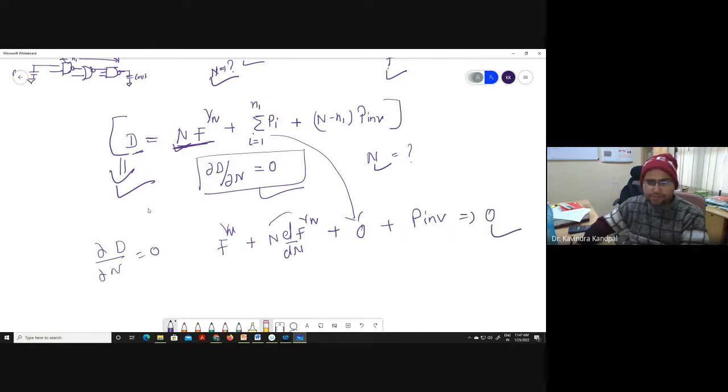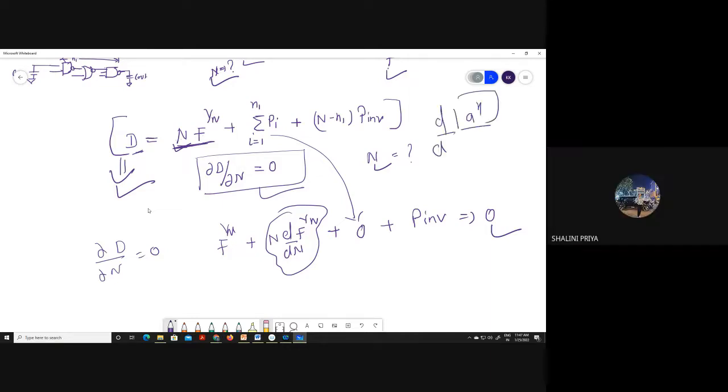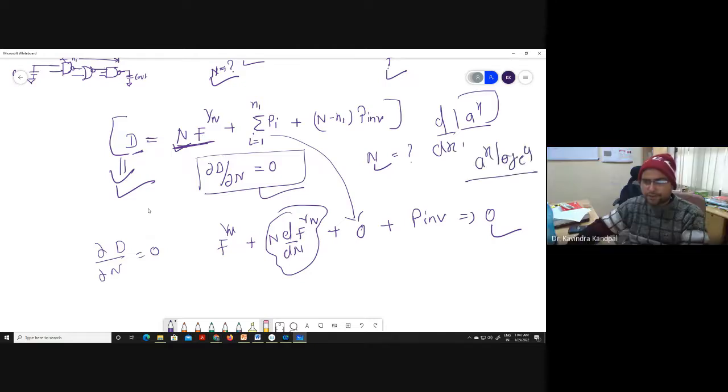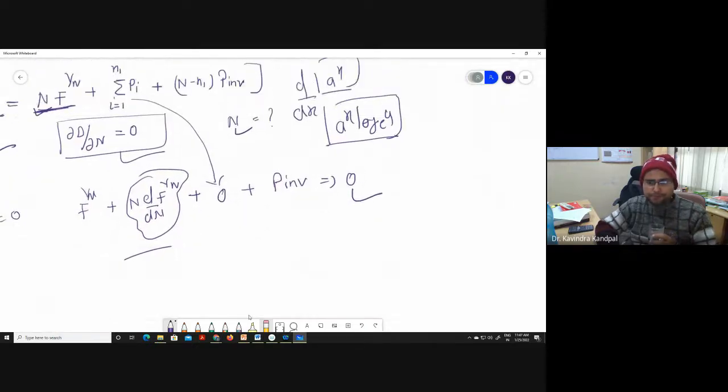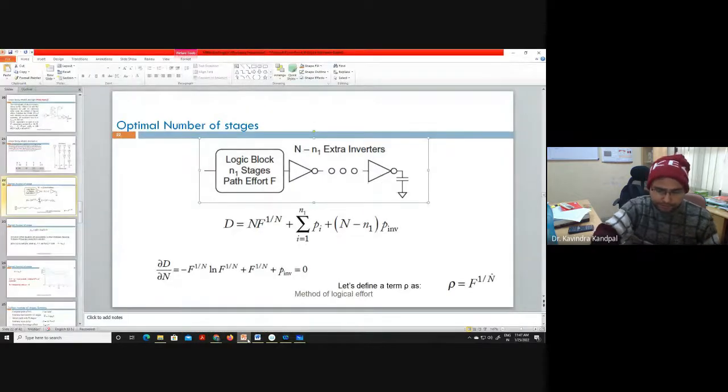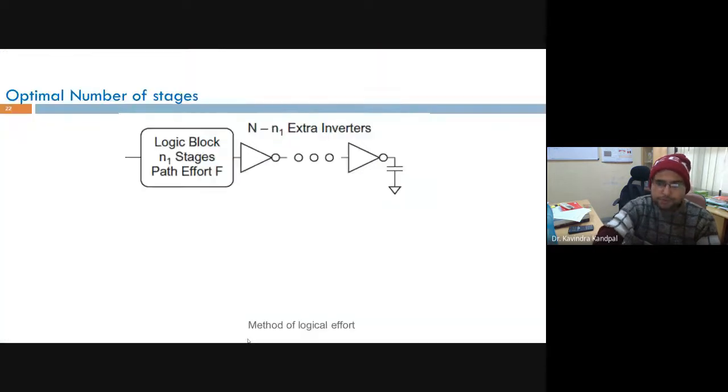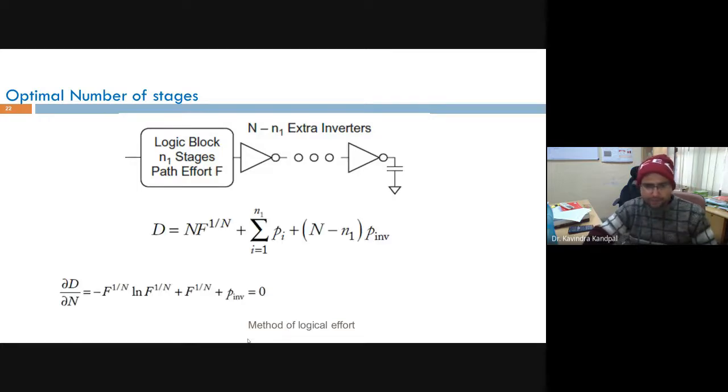Yes or no? What is the differentiation of this one? This is the form of differentiation of a to the power x. How much do you get? A to the power x log A. Right or not? Yes, sir. So the same way you apply it here. And I give you one more clue. All of you please look here. If you apply the log and everything, this is what you will get. Yes or no? Check.